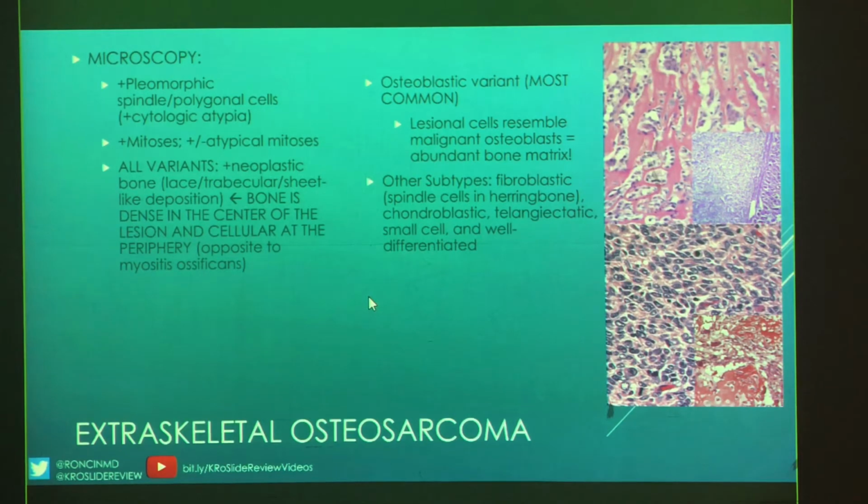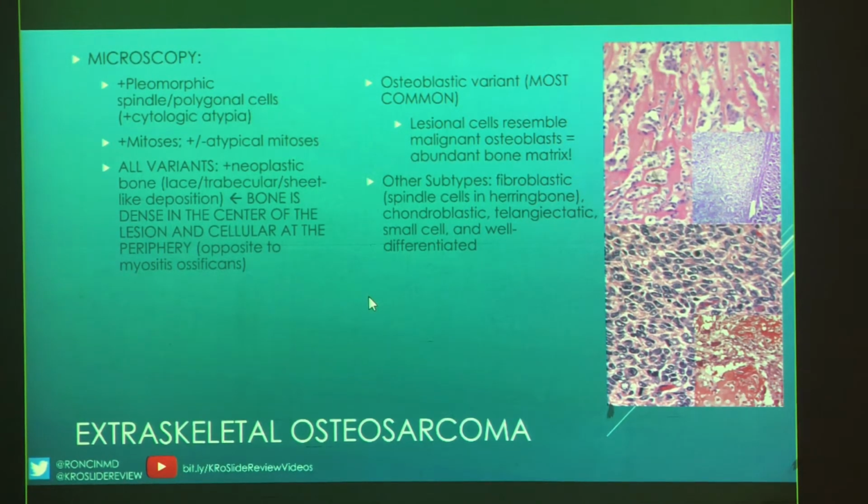So, on microscopy, you should have pleomorphic spindle or polygonal cells with cytologic atypia. Well, we definitely had that. You should have mitoses, and you may or may not have atypical mitoses. It was difficult to appreciate any mitotic figures, but I think that was partly owing to it looking slightly overstained, and the resolution maybe wasn't high enough to really appreciate mitotic activity.